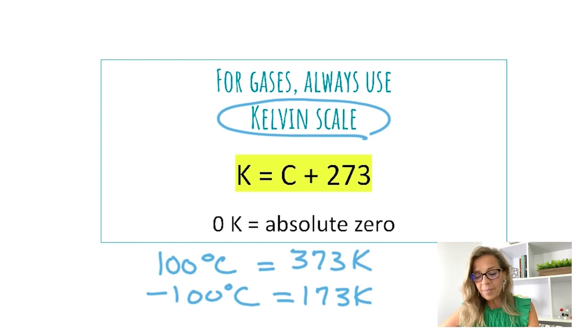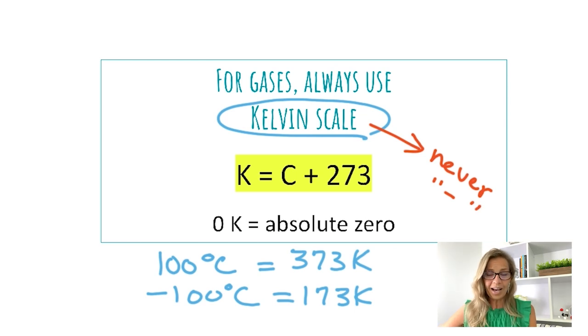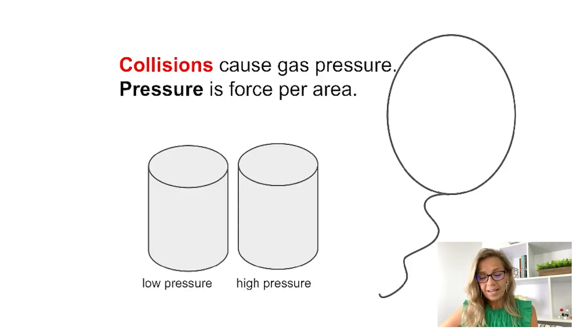So the big deal about the Kelvin scale is it is never negative. Celsius can be negative, Fahrenheit negative, but Kelvin will always be positive. So in your gas law problems, always use Kelvin temperature. All right, the next thing we want to talk about is pressure, and the variable P is for pressure.